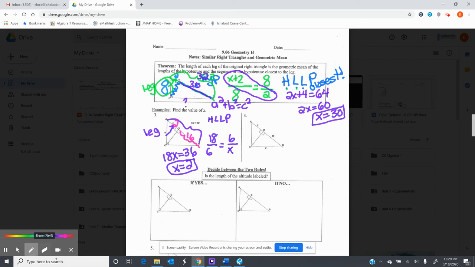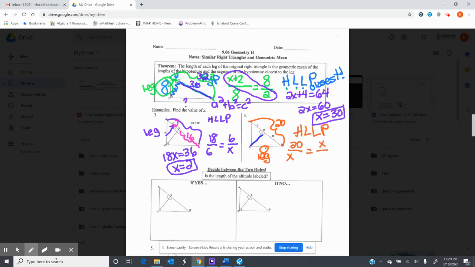For exercise 4, we have, again, the leg rule, because there's no measure next to the altitude. So since there's nothing there, we definitely need to use HLLP. So the HLLP rule says the whole hypotenuse, which in our case is going to be 20, corresponds to the leg x, as x would correspond to a part.